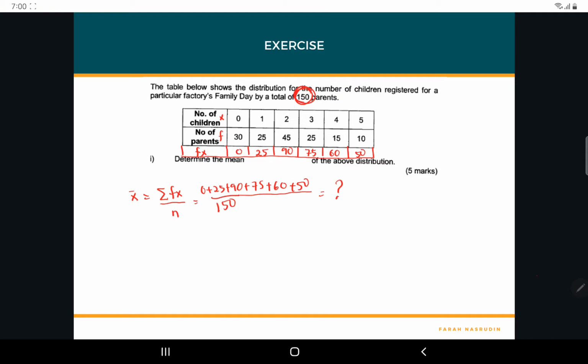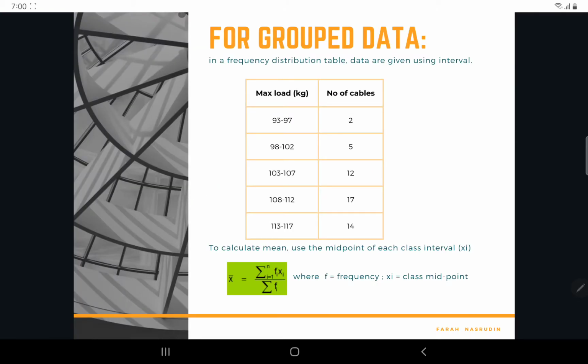So that's the value of our mean. Okay, next. This is the formula for finding the mean for group data. In the frequency distribution table, data are given using intervals. You can see here in our first column we have data in terms of intervals, meaning that our data is group data.